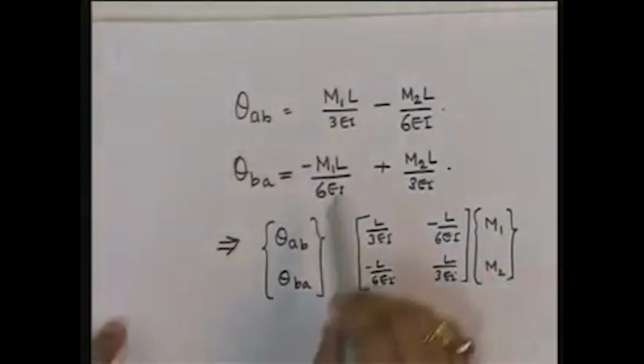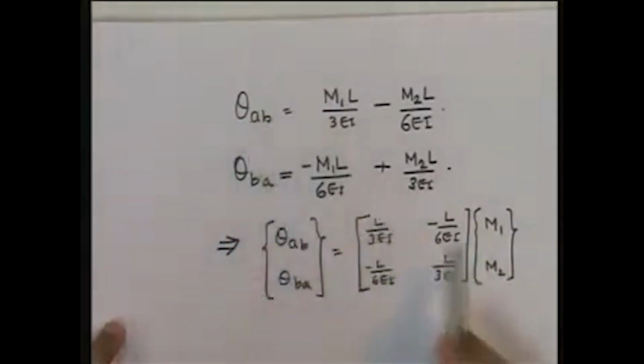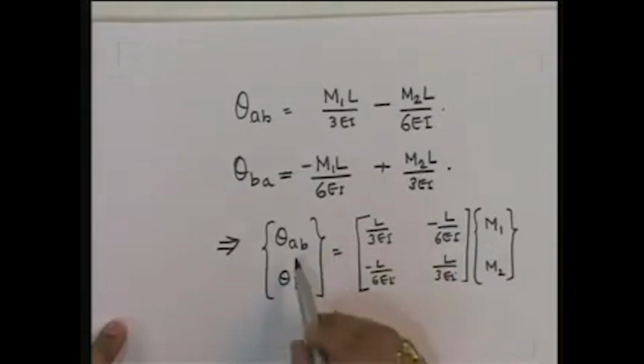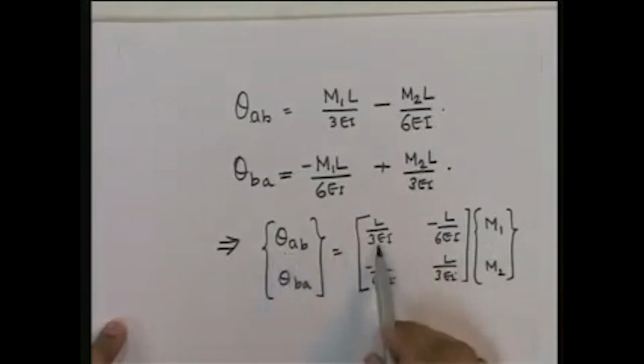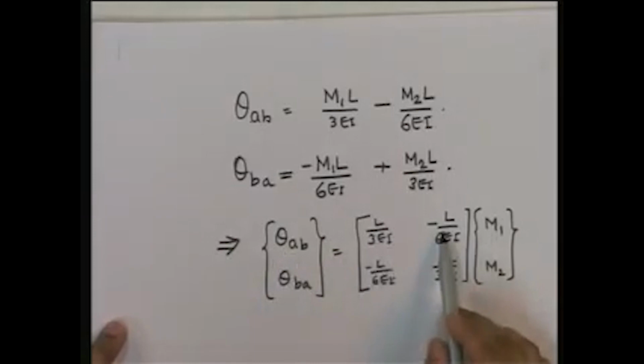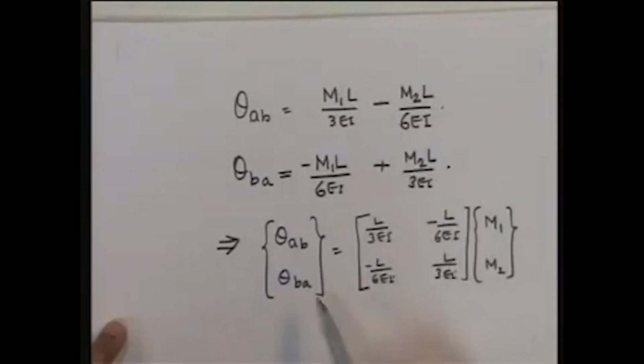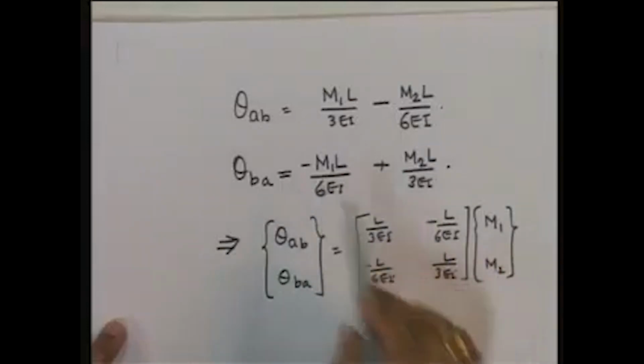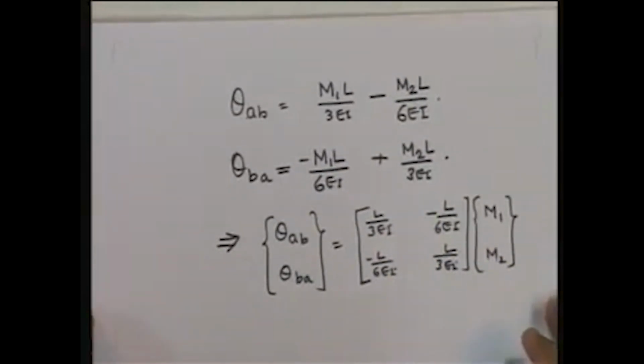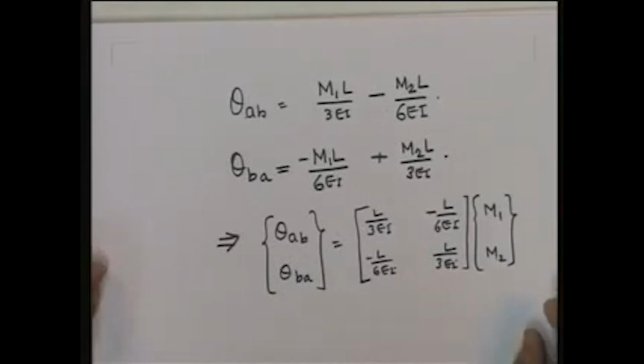Okay, all I have done is I have written this in terms of a kind of matrix equation. If you look at this, this implies theta AB is equal to this into this plus this into this, which is what you get here, and this is equal to this into this plus this into this, which is this. Okay. So, in other words, given M1 and M2, which are external loads, you are able to get theta AB and theta BA.